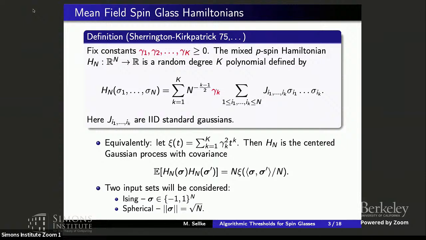An equivalent description is that we can put all these gamma constants together into a one variable polynomial xi. And then h_n is just a centered Gaussian process with covariance given by taking a normalized inner product and applying xi. So xi is a nice way to encapsulate all of these coefficients into one nice object. We're going to look at two input sets today and I'll treat them in parallel. There's the Ising case where we look at inputs on the cube, and there's a spherical case where we look at inputs on the sphere.